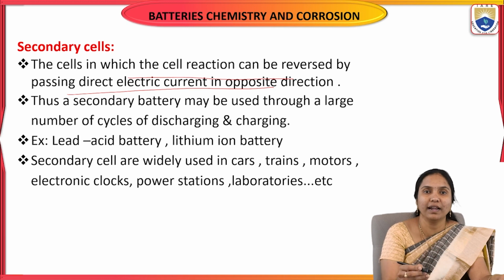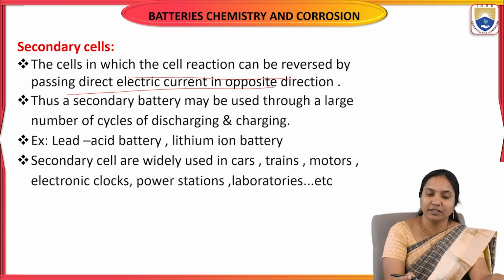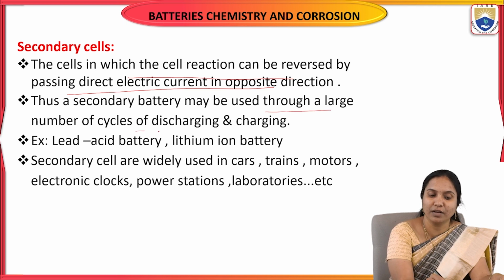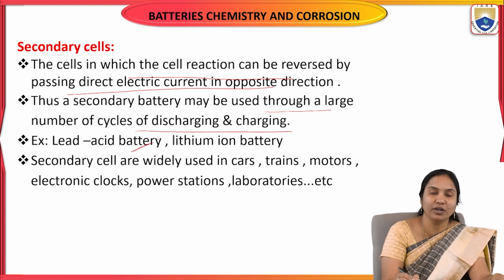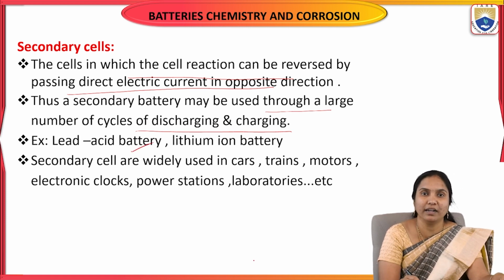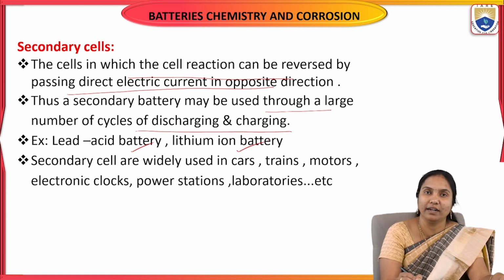Once you use this battery, that means discharging, and it then needs charging. When we pass electricity in the opposite direction, we can again use it for a number of cycles of charging and discharging. These batteries are called secondary batteries. They can be used through a large number of discharging and charging cycles. The best examples are the lead acid storage battery and the lithium ion battery.